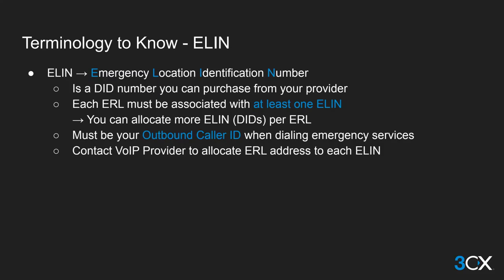An emergency location identification number, or LN, is essentially your outbound caller ID number, or DID. This is a 10-digit number which will identify the specific location of the premises. In addition to this, the ERL, or emergency response location, is a specific location within the premises. This might be a specific building at an address, a specific floor, or even a specific office. The ERLs are associated to at least one LN.